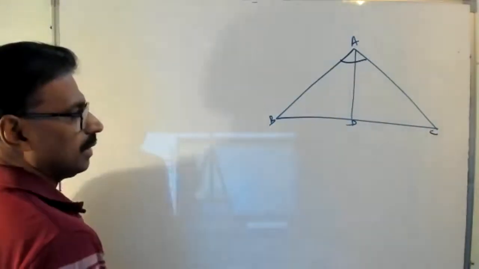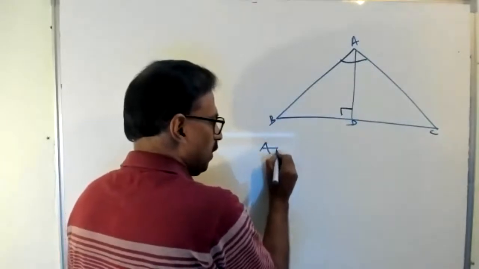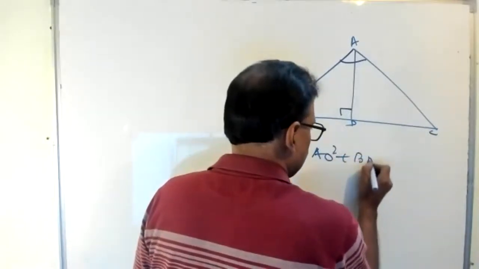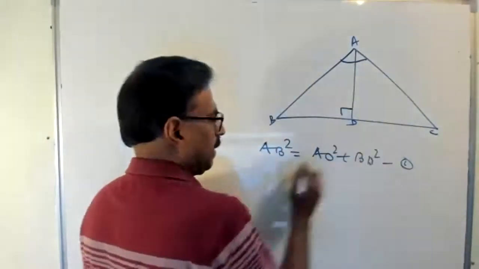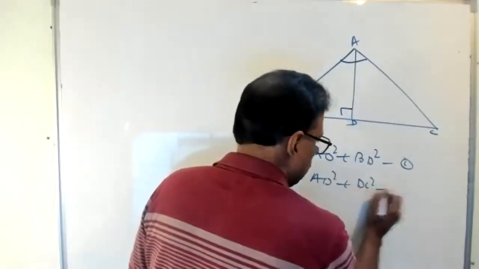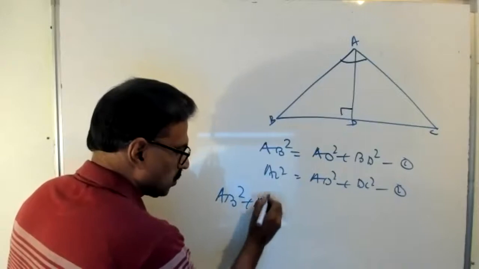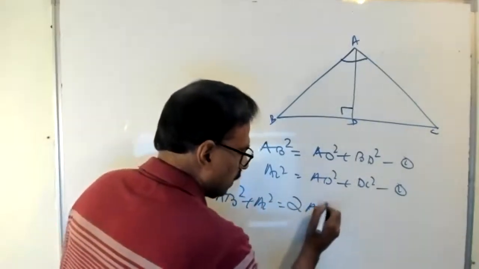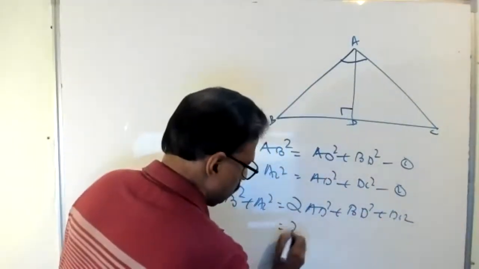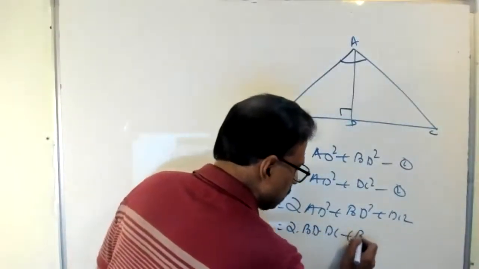Look at here. This angle 90. So in triangle ADB, AB square equal to AD square plus BD square. Number one. This triangle, AC square equal to AD square plus DC square. Number two. Add 1 and 2. AB square plus AC square equal to 2AD square plus BD square plus DC square. Okay. 2 into AD square is given, BD into DC.